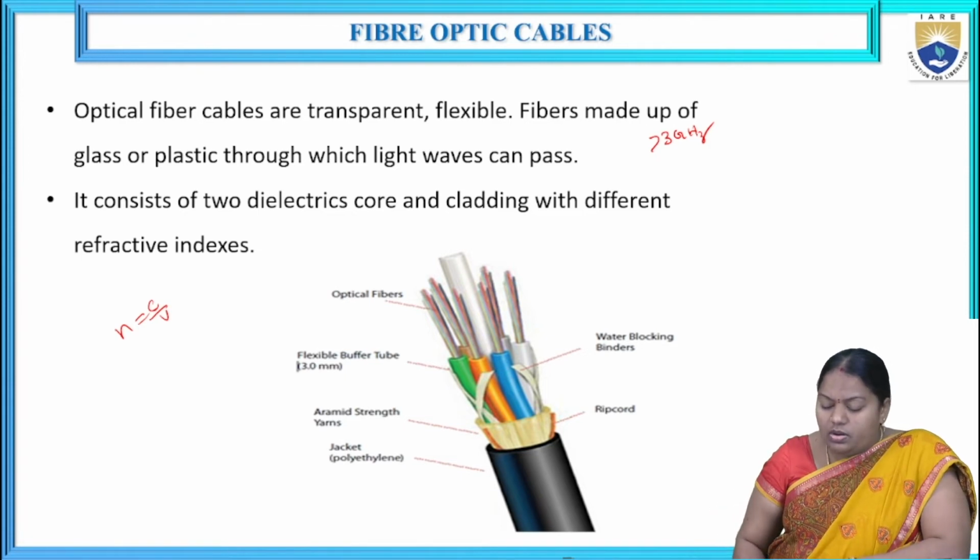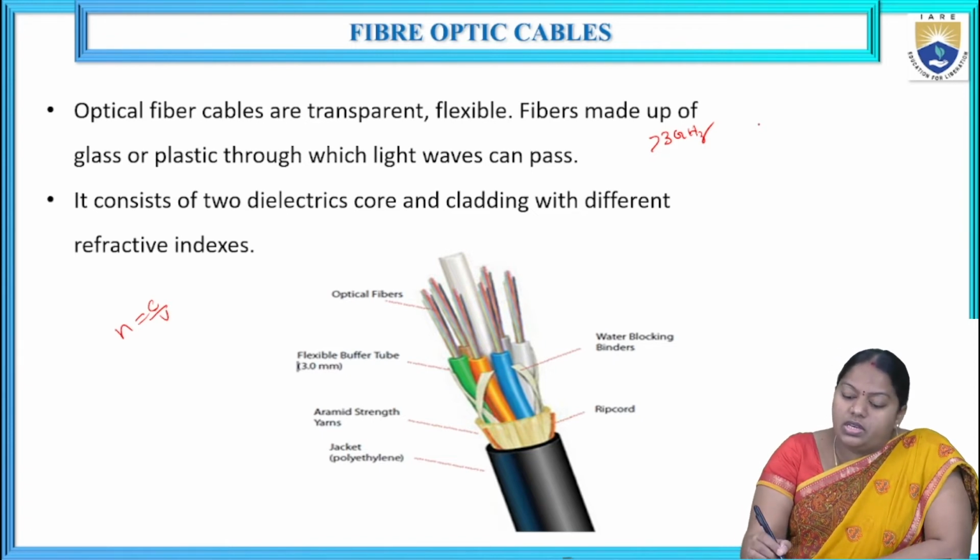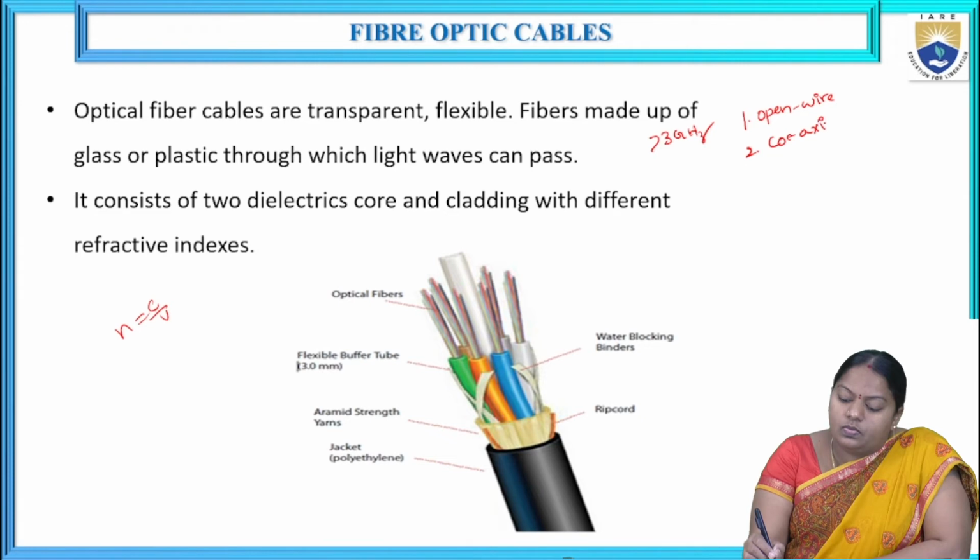So these are all the different types of transmission lines. The first case we considered is the open wire type, the second is the coaxial type, the third is the waveguide type, and the fourth is the fiber optic type.